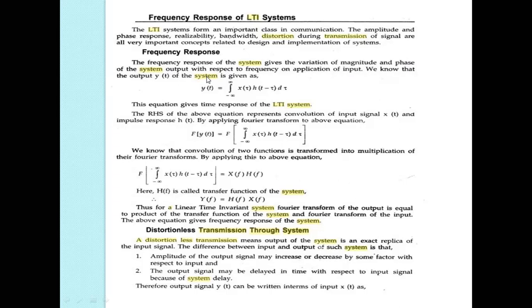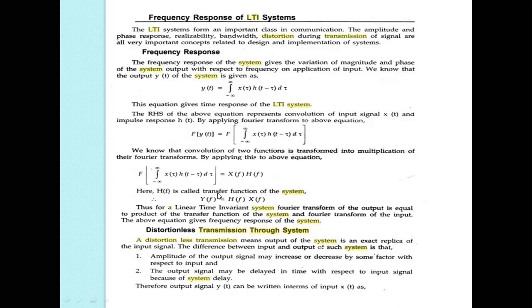We know that the output y of t of the system is given as a convolution. y of t is equal to the integral from minus infinity to infinity of x of tau h of t minus tau d tau. This equation gives the time response of the linear time invariant system. Now you can apply the Fourier transformation on both sides. We know that the convolution of two functions is transformed into the multiplication of their Fourier transforms. The Fourier transformation of this equation is X of f and H of f, because we have two signals, one signal is x and another signal is h.